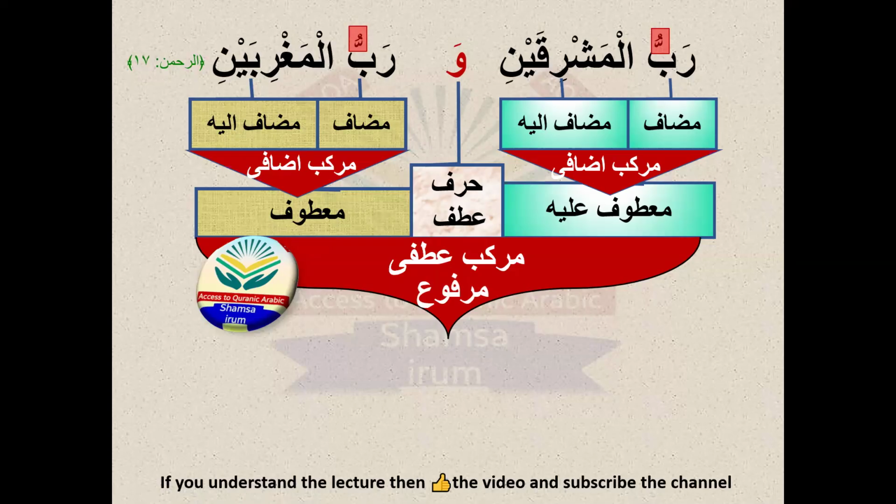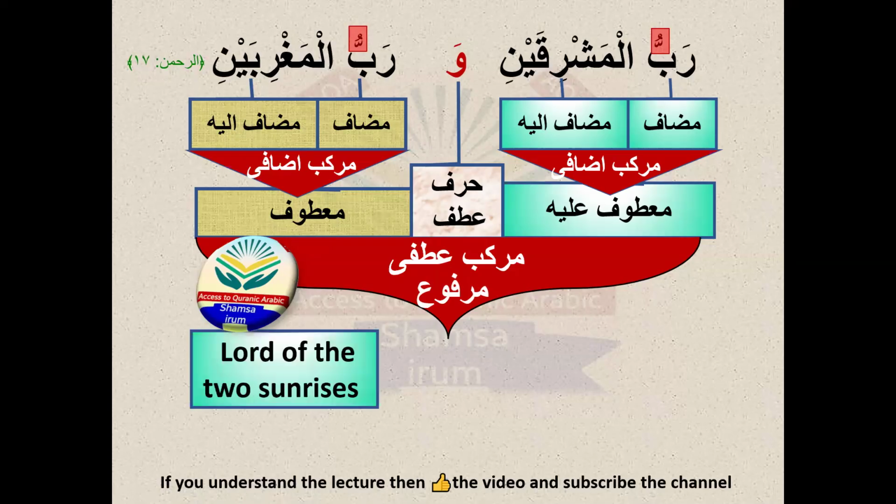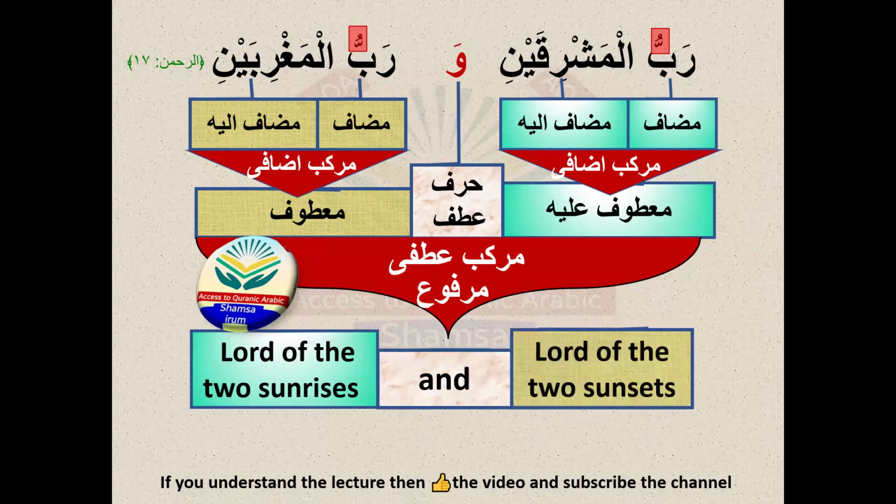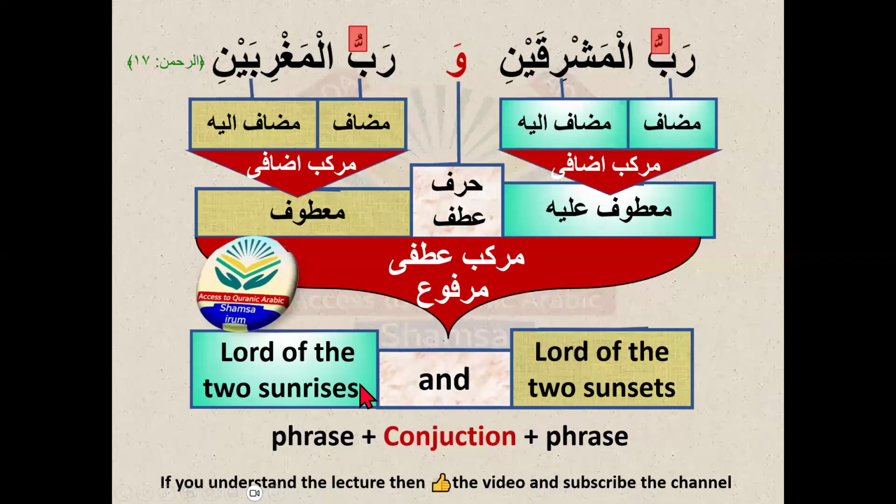Translation is: Lord of the two sunrises and Lord of the two sunsets. So it means phrase plus conjunction plus phrase, meaning phrase joined with phrase. Murakkab is attached with murakkab through a conjunction.